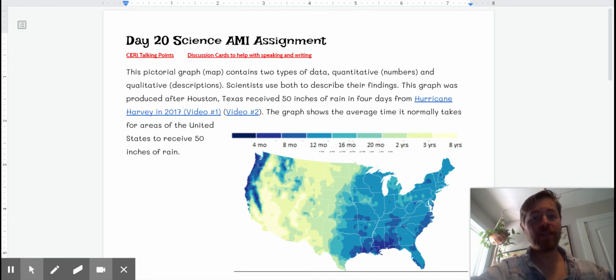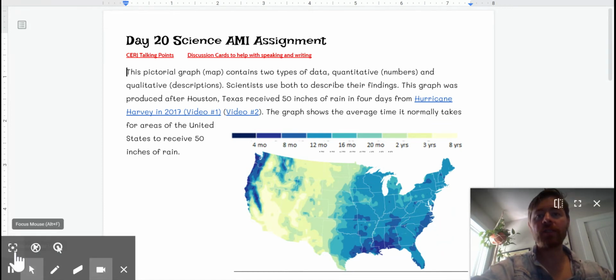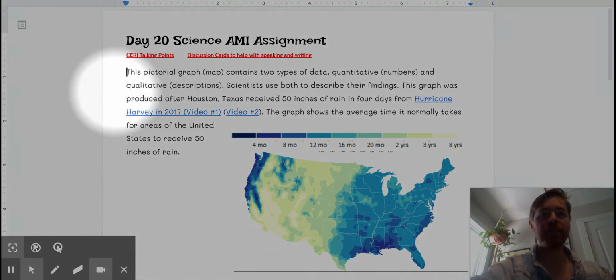Morning, everyone. Happy Friday. It's AMI day 20, and I'm going to go over today's science assignment. It's about weather and climate data and reading it from a map. So we do have a little reading to begin with. So let's take a look at that.